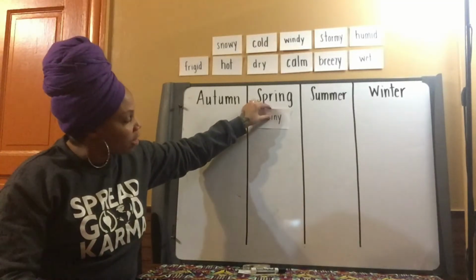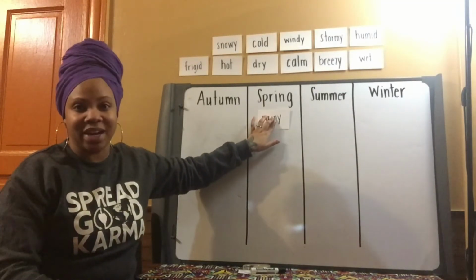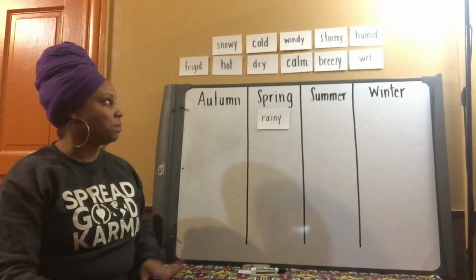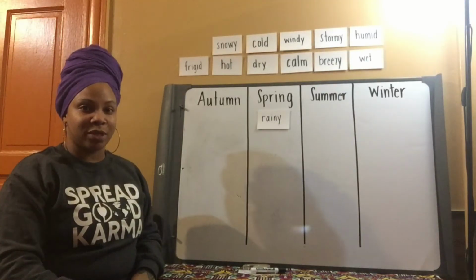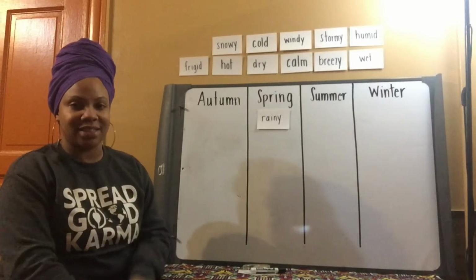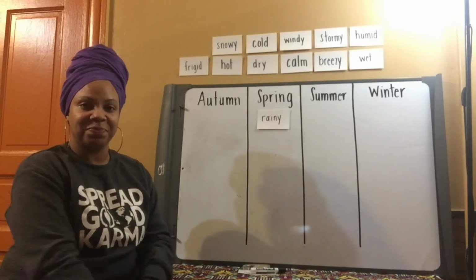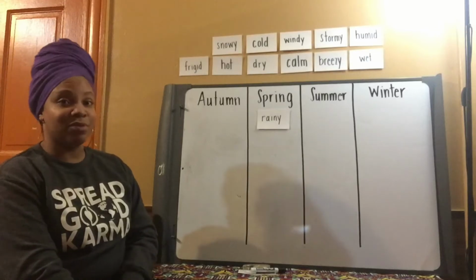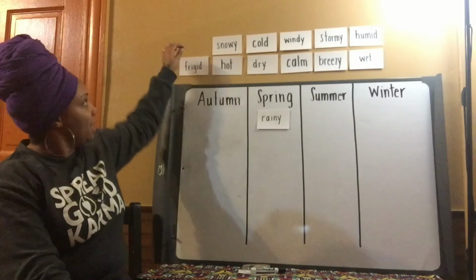All of our plants and our trees begin to grow, and the rain has a lot to do with that, Congo Nation. So when we think about the 4 seasons, we would put the adjective rainy with spring. Go ahead and write that down on your graphic organizer. All right, let's move on to our second adjective.